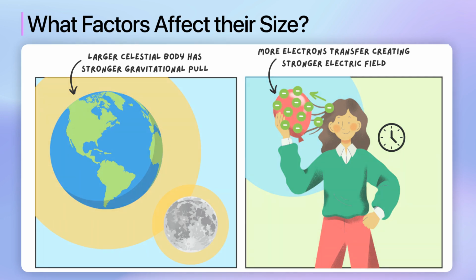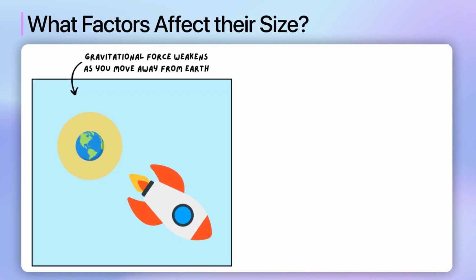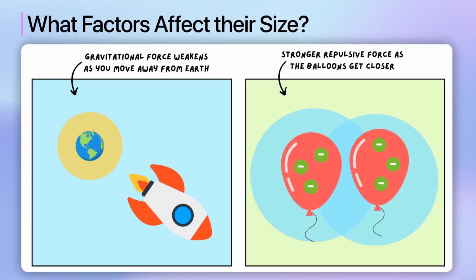The second factor affecting the size of an electric field is the distance from the charge. The strength of the electric field decreases with increasing distance from the charged object. Just like how the gravitational force weakens as you move away from the Earth, the electric field becomes weaker the farther you are from the source of the charge. The closer the balloons get, the stronger this repulsive force becomes, and vice versa.